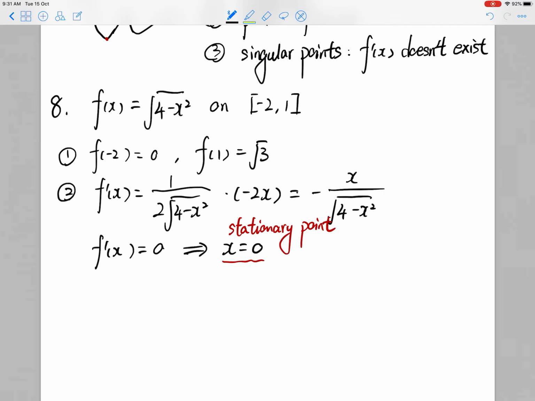Then you can calculate what is f(0). f(0) is square root of 4 minus 0, right? It's 2.